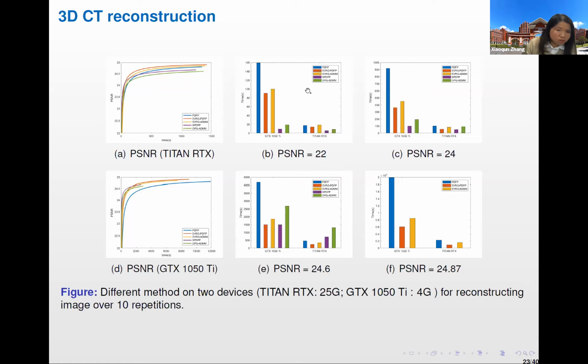In terms of different stochastic algorithms, we find out what happens if we require different accuracy of the image. The four figures on the right-hand side show different image accuracy requirements. For example, here we only want to arrive at a PSNR equal to 22. With this Titan card, this powerful GPU card, the time is relatively similar. SVRG-PDFP is even faster, because each step arrives at a lower accuracy much faster, okay?